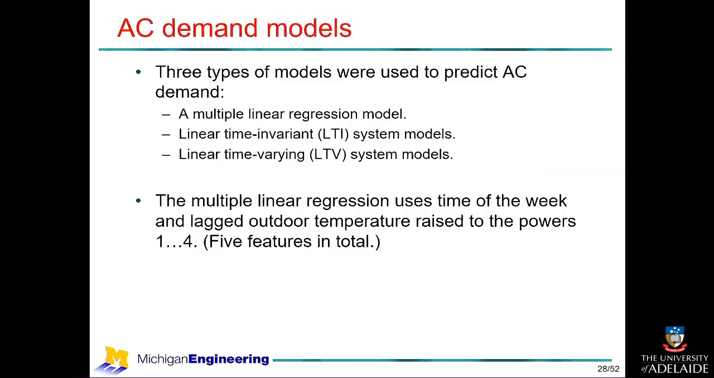And then for the AC demand model, there are three different models used. One is a multiple linear regression model, and it's using the time of the week and the lagged outdoor temperature raised to the power 1, 2, 3, and 4. So there are 5 features in this regression model. So the three different types of models: the regression model, a linear time invariant model, and a linear time varying model.